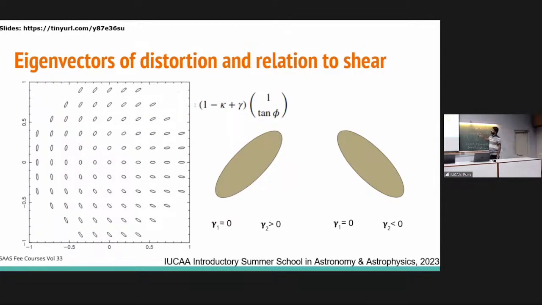So here is an image which shows gamma 1 on this axis, gamma 2 on this axis, just to give you a visual representation of how the galaxy shapes will look for different values of gamma 1 and gamma 2. So when gamma 2 is equal to 0, you can see that the major and minor axes are aligned either along x or y. If along x, then gamma 1 is positive. If the major axis is along y, then gamma 1 is negative.